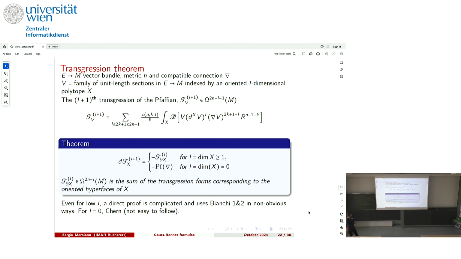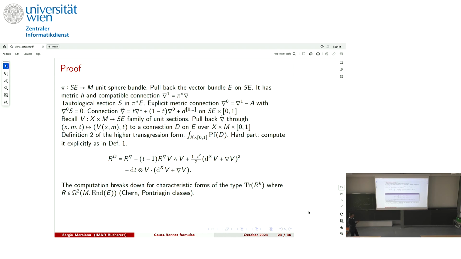Okay, because L equals 0, it means you just have one section. The polytope is a point. Okay, and this is actually the heart of Chern's paper, and that paper has been quite mysterious because the computations are not easy. His idea is very beautiful, but the paper is not easy. So now there is a proof for that, and I will just give some rough ideas.